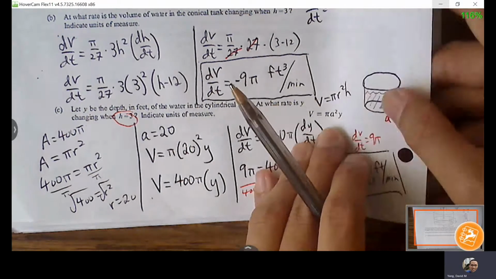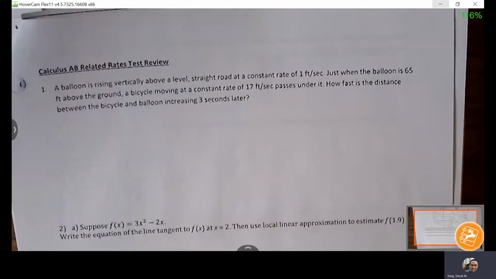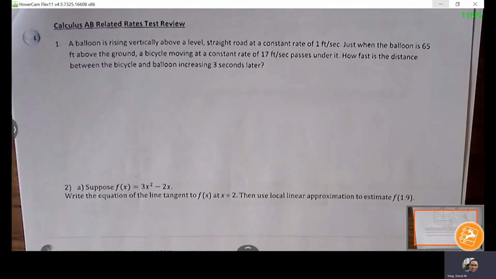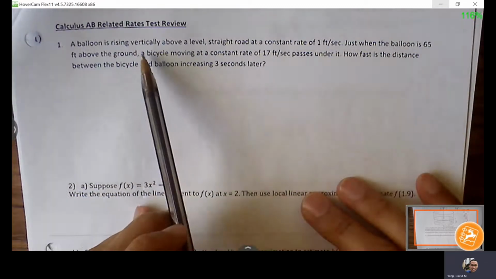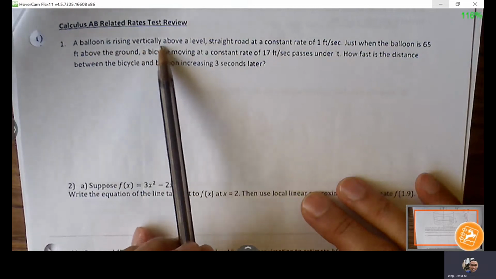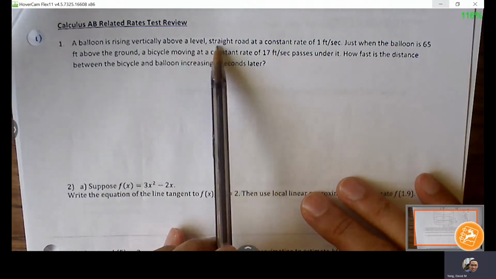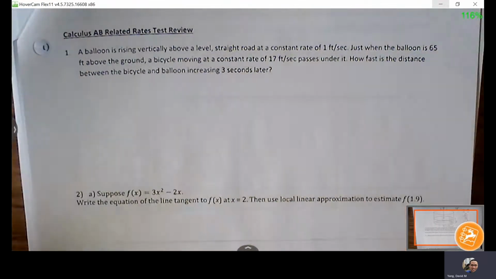Okay, I'd like to start a little bit with a test review. So if we can go to the next page here. Okay, this is a Pythagorean theorem problem. Let's go ahead and draw this diagram here. A balloon is rising vertically above a level straight road at a constant rate of 1 foot per second.